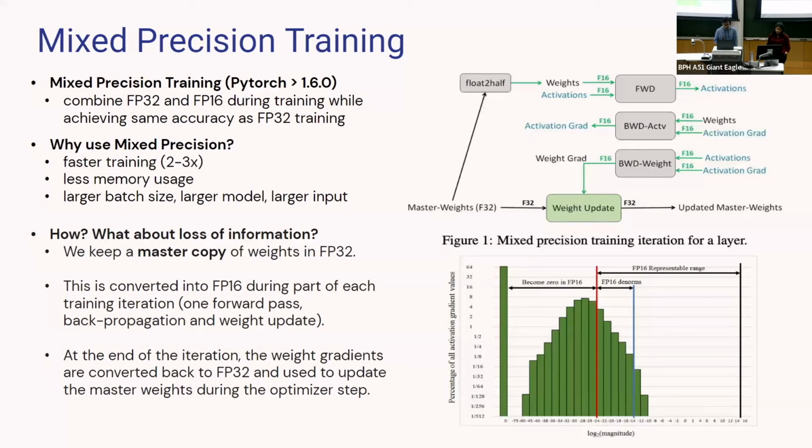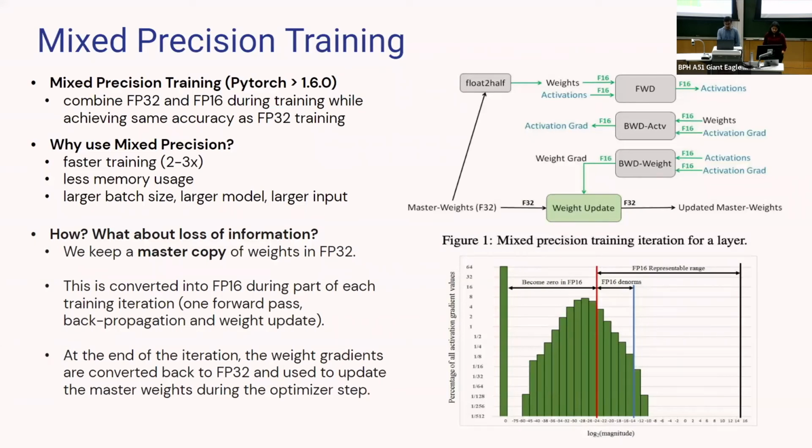Essentially, what mixed precision training does is combine floating point 32-bit precision and floating point 16-bit precision during training, while achieving the same accuracy as floating point 32 training. It gives you almost a 2x speed up and less memory usage, which also enables you to have a larger batch size, a larger model, and a larger input. So it is very useful if your GPU can do it. Please do look into it. It can really speed up your training times per epoch.